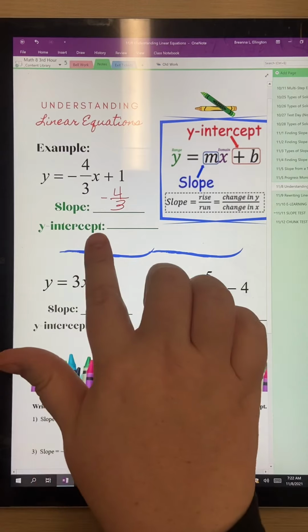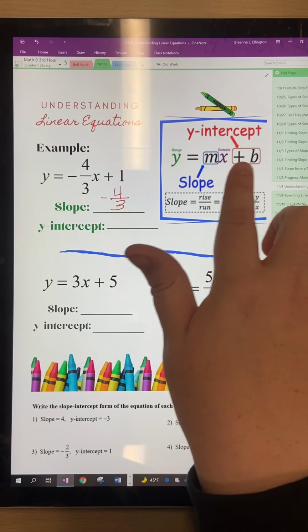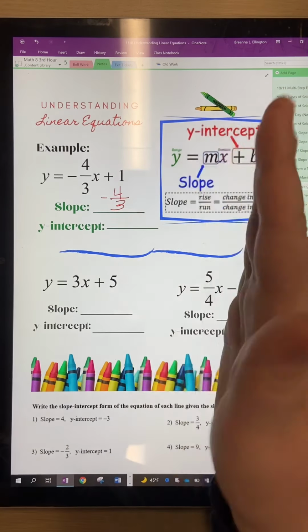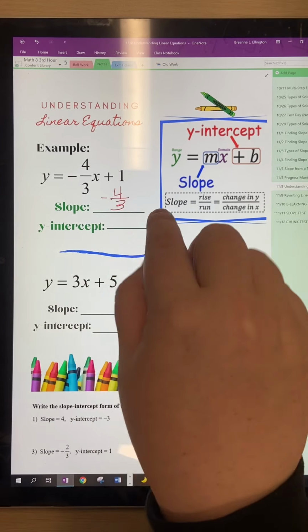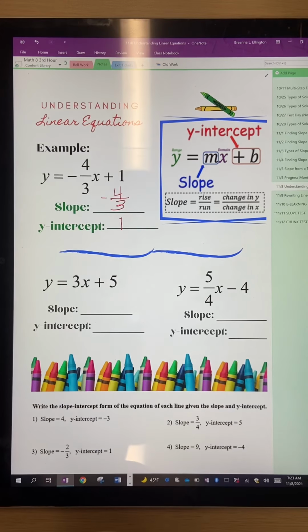And then it's asking, what's the y-intercept? Well, the y-intercept is that b. So it's the plus, minus, whatever. Whatever number's on the end is your y-intercept, right? It says plus 1, so your y-intercept is just 1. And that's all we're going to be doing for this front page, okay?